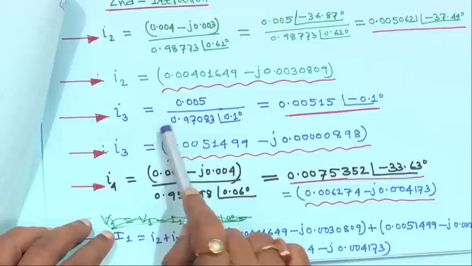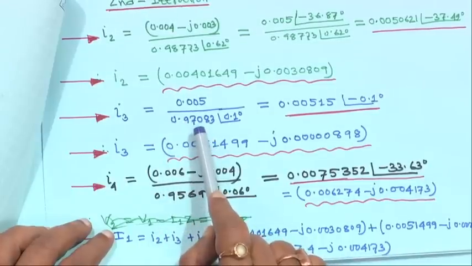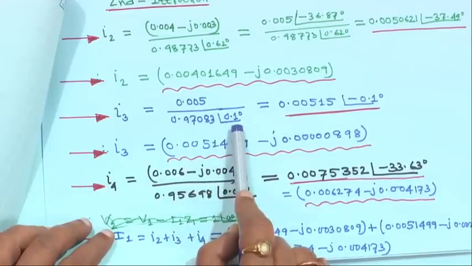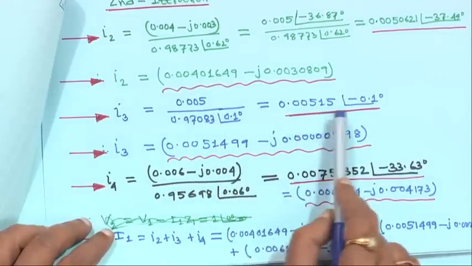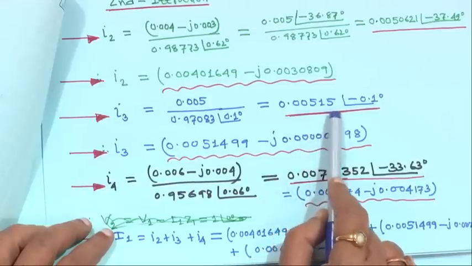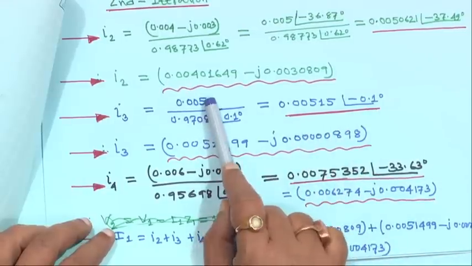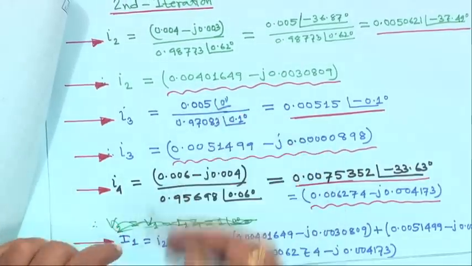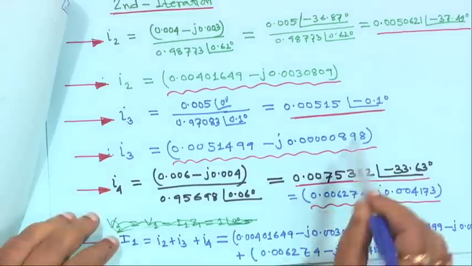So, this one divided by your V 3 conjugate. So, V 3 we have got it 0.9708, the angle was minus 0.1. So, its conjugate it will be 0.1, and you simplify, it will become 0.00515 angle minus 0.1 degree, because here is nothing, means its angle is 0, because here is no reactive part. So, its angle is 0, right. So, it will be minus 0.1 degree.